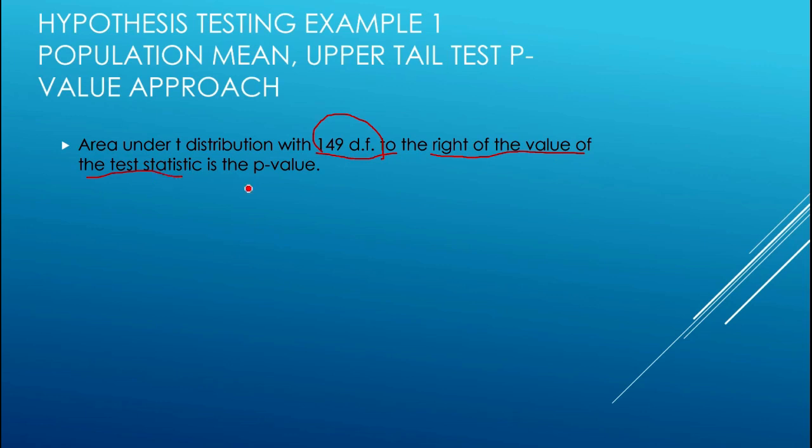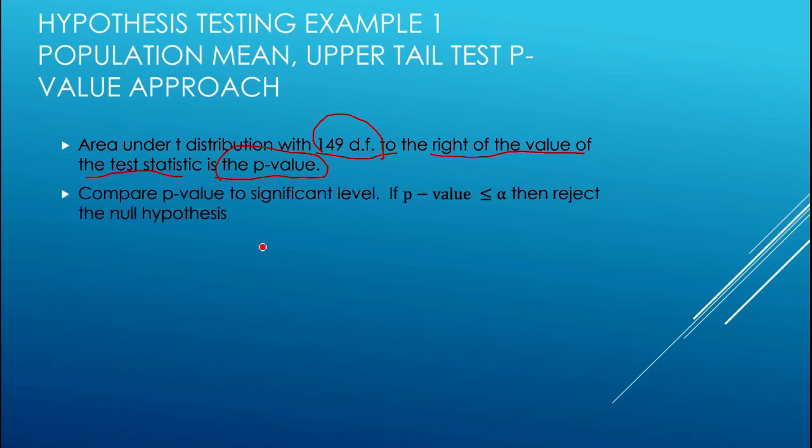If it were a lower tail test, I'd be interested in the area to the left of the test statistic. And if it were a two-tailed test, I would take the value that I find in the upper tail if it were a positive t-statistic, or in the lower tail if it were a negative t-statistic, and you'll see I'll have to double it. We'll get there later. But right now I'm going to find the p-value by looking for the area to the right of the test statistic under the distribution of the test statistic when the null hypothesis is true.